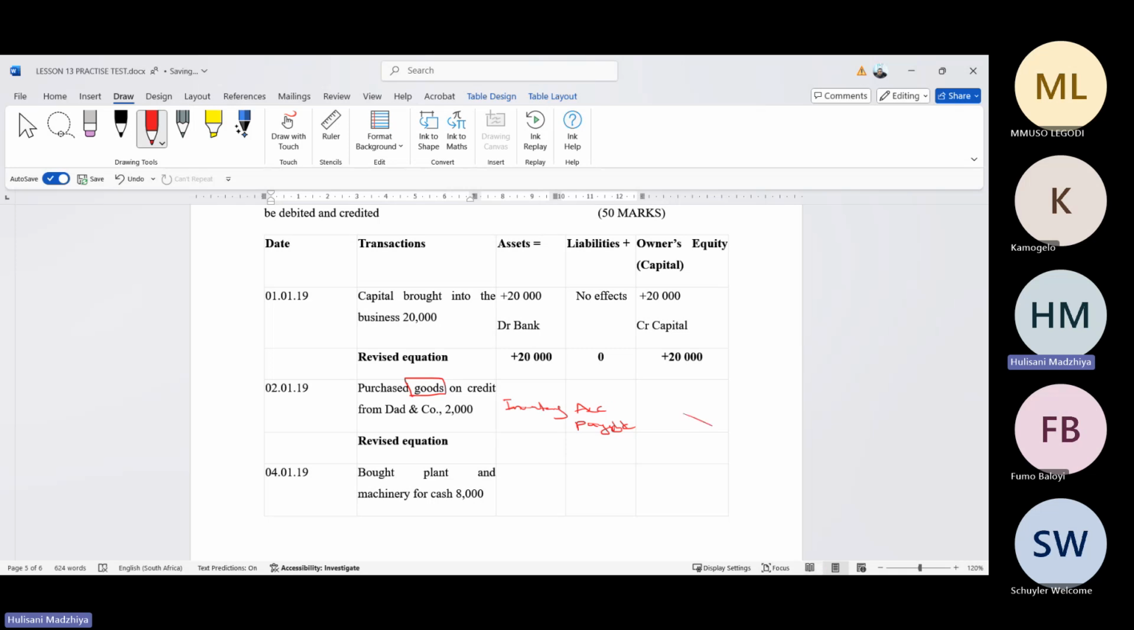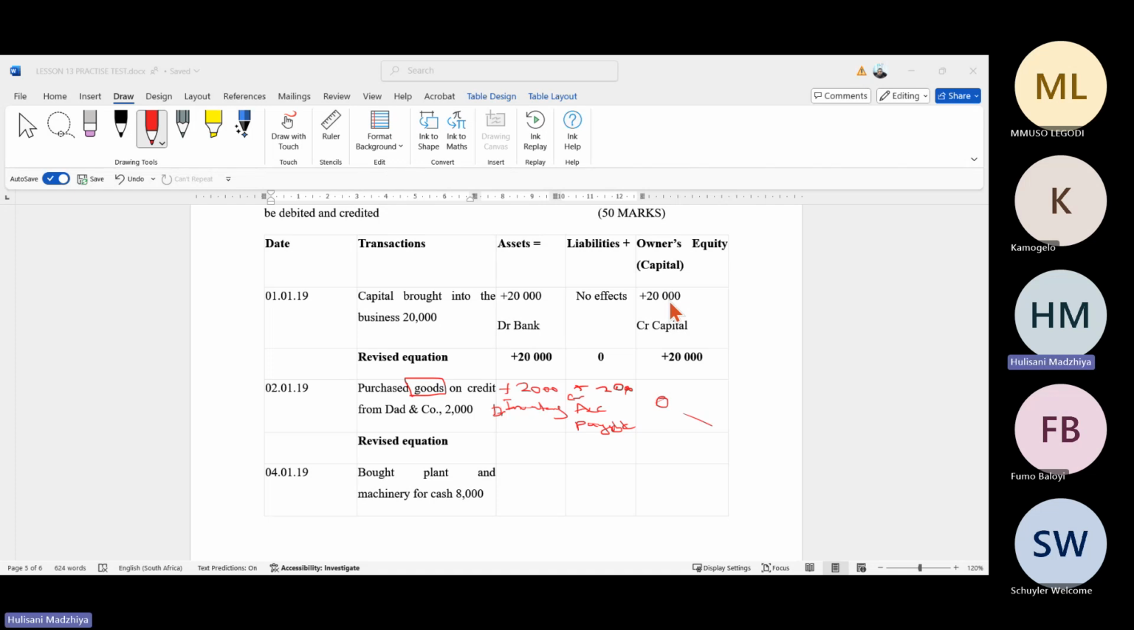And therefore, the one that is increasing is our assets, which is increasing by the worth of inventory that we bought. And also the liability will increase because now we are buying extra on credit. So here it's going to be plus 2,000, again plus 2,000, and then over here we have zero. So our owner's equity is not affected. So any question? Any question on that part?